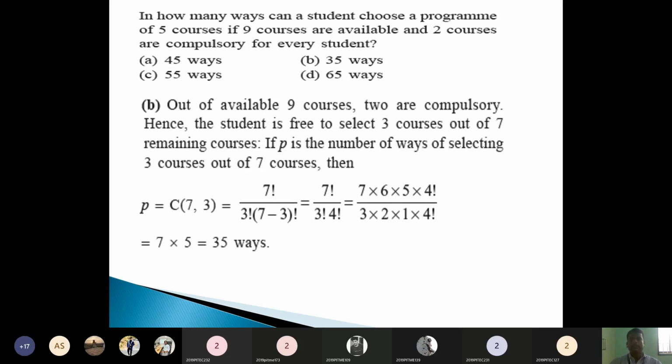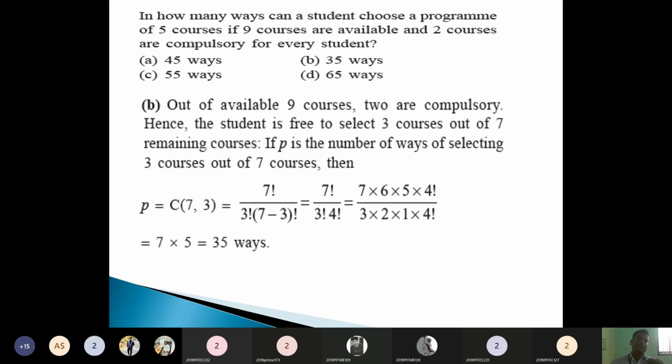So you can think of it like this: in an Anna University semester, we may have a lot of courses available, including electives. So among the 9 courses, 2 courses are compulsory. Hence reduce the total: 9 minus 2 is 7. In the 5 courses also reduce 2, because those 2 compulsory courses you have to select. So the remaining 3 courses out of 7 you have to choose.